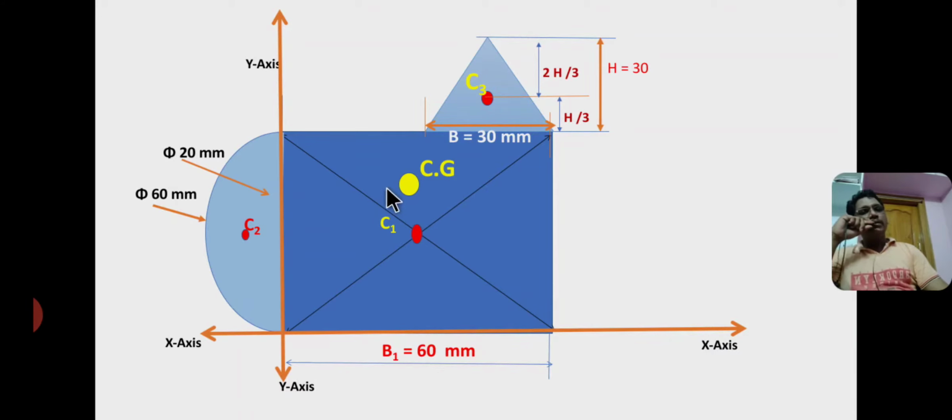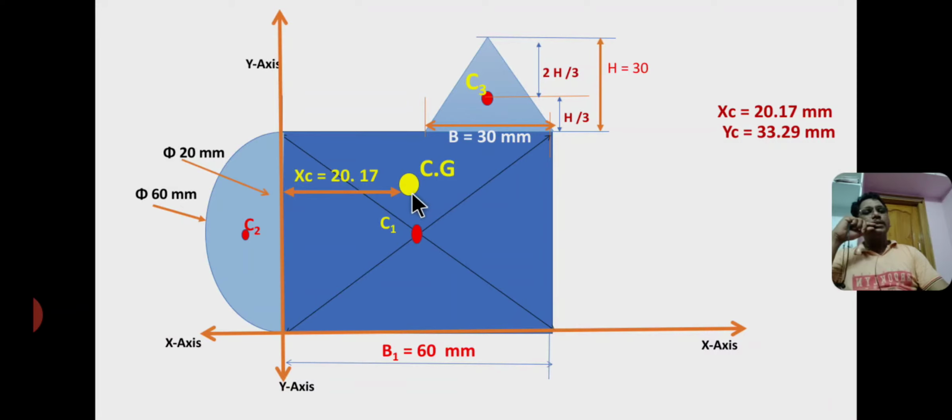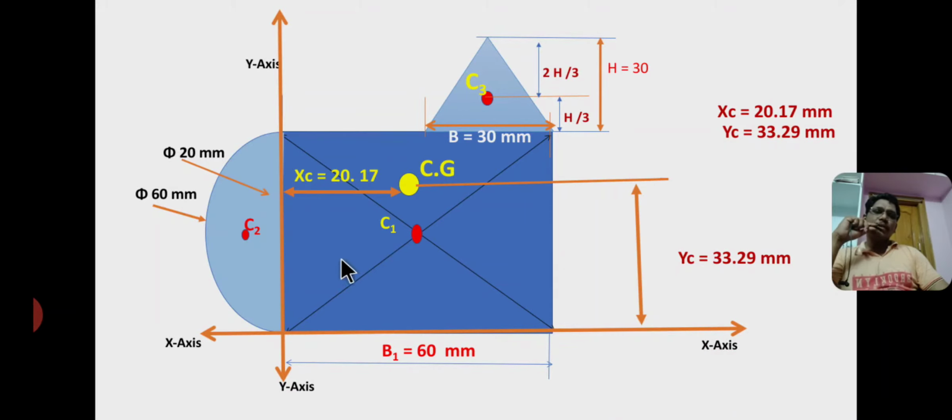The CZ lies at a distance of xc from y-axis and yc from x-axis. So from centroid to y-axis the distance is xc equal to 20.17, and the distance between centroid to x-axis is yc, that is yc equal to 33.29. So this is the final answer for this figure.